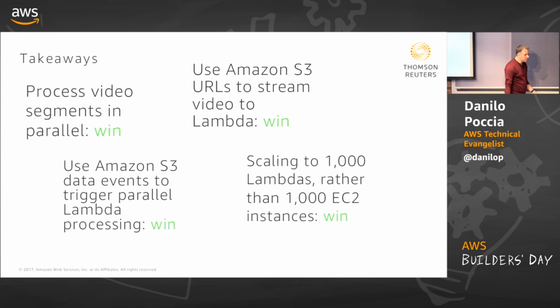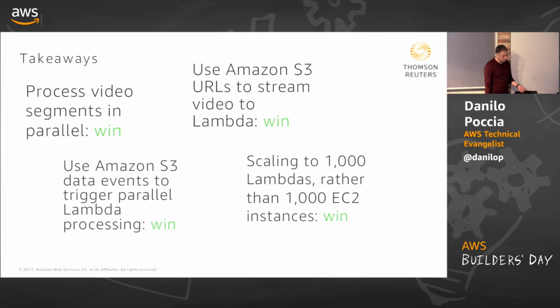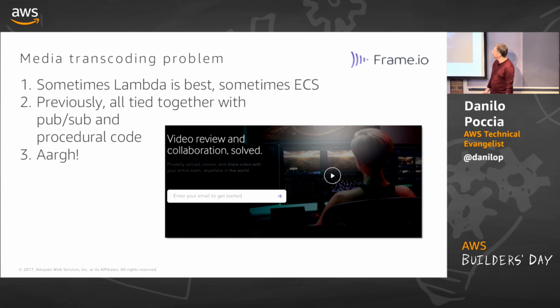So they did quite interesting things. I think the most important is that they could easily scale to 1,000 concurrent Lambdas if they need it, just for a few seconds, and then they shut down. Doing the same with 1,000 EC2 instances, it would not be as fast. It would be much more costly and complex to manage. So they can really scale as much as they want and shut down in a matter of seconds, and they only pay for the hundreds of milliseconds that they use.